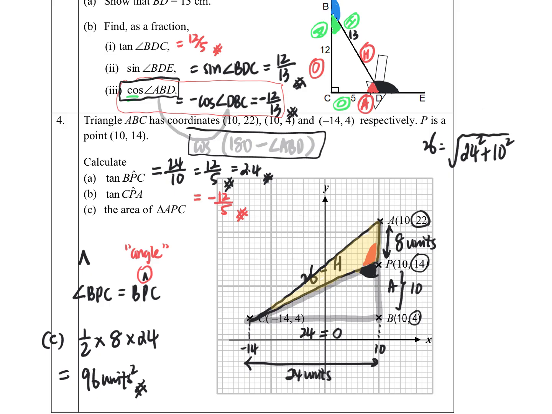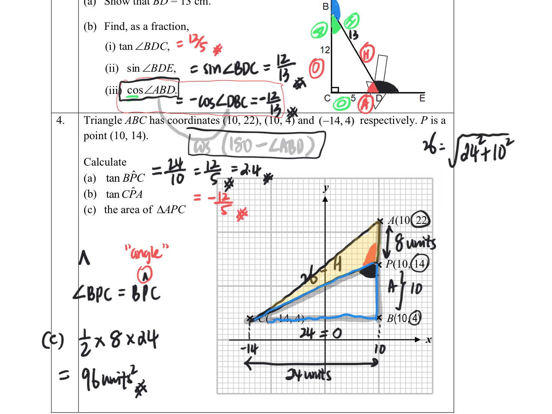APC is not a right angle. So I rely on the acute beside it, the right angle triangle here. So this is the acute angle, right? This is the obtuse angle. I will refer to the acute beside it. So tangent of this is negative tangent of this. So I look at the triangle below, the blue one, to help me find the ratio.